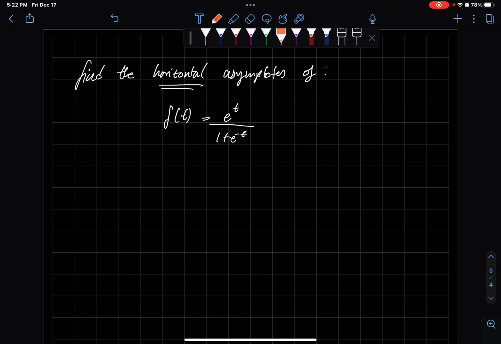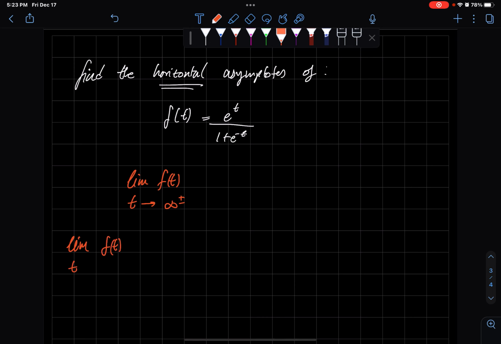So this can be interpreted as the limit of f of t as t approaches infinity, both positive and negative infinity, because we need to figure out what happens at both ends of the spectrum. So let's start with the limit of f of t as t approaches infinity.